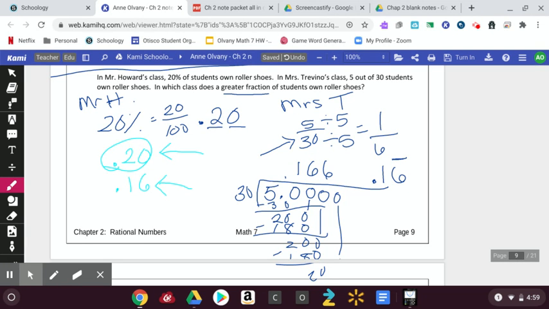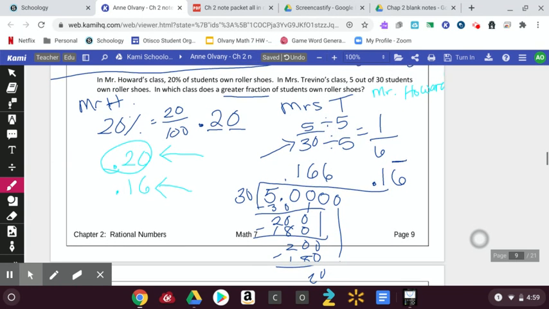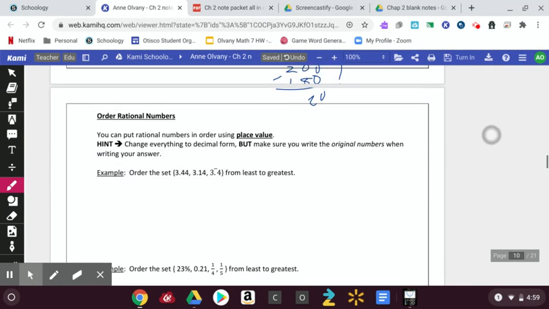So in which class does a greater fraction of the students own roller shoes? That's Mr. Howard. Excellent. Let's scroll down. Oh, look at all that work I had to do. Showing work, writing it down helps your brain to think.